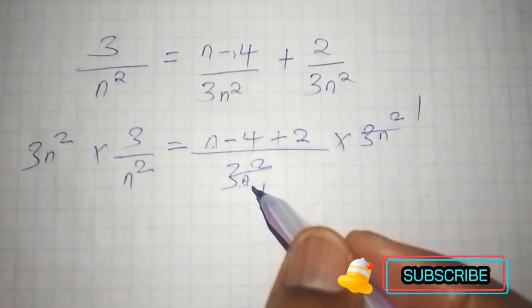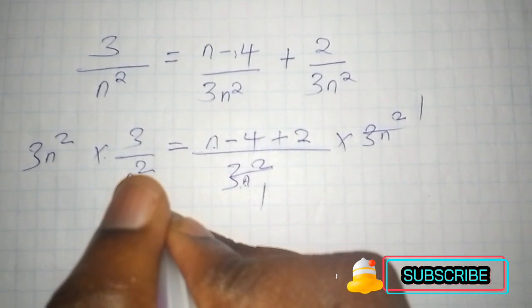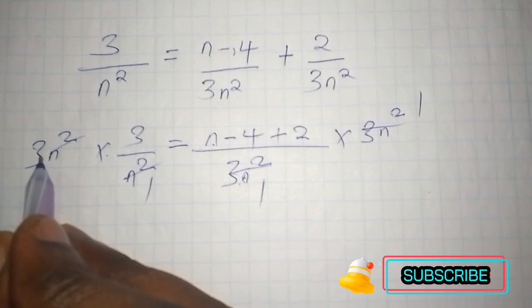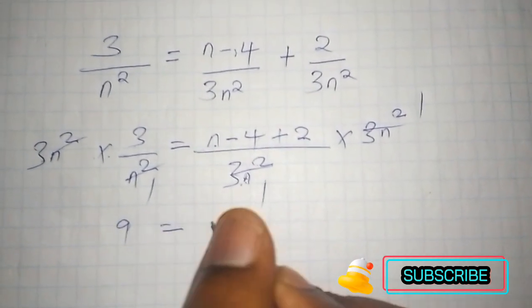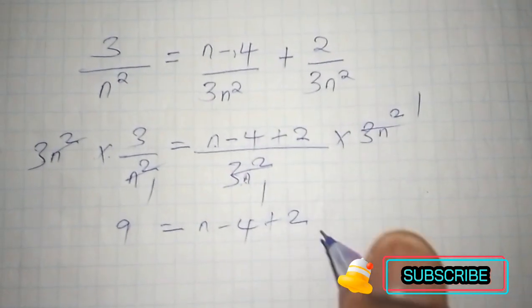So from there we shall have n squared here once and n squared. So here we shall have 3 multiplied by 3, which is 9. So 9 is equal to n minus 4, this one plus 2.